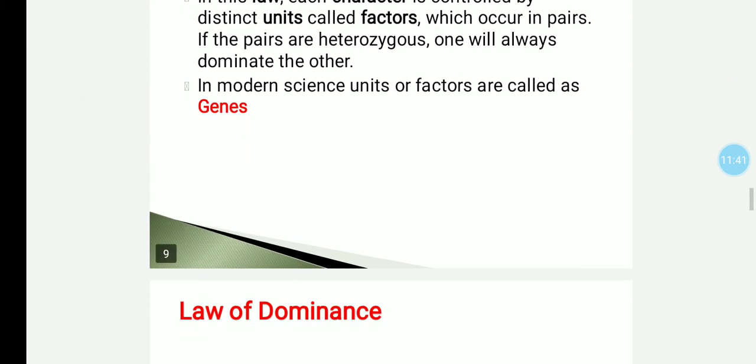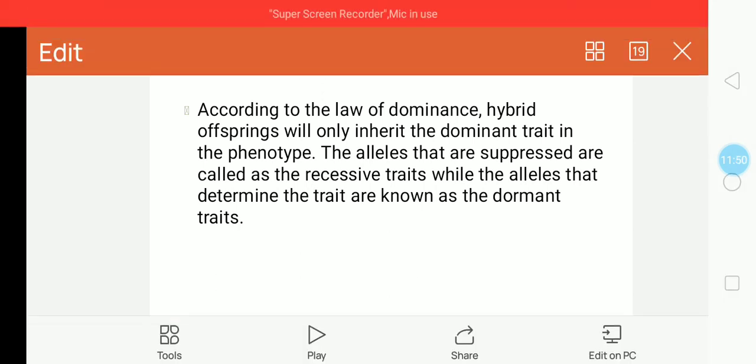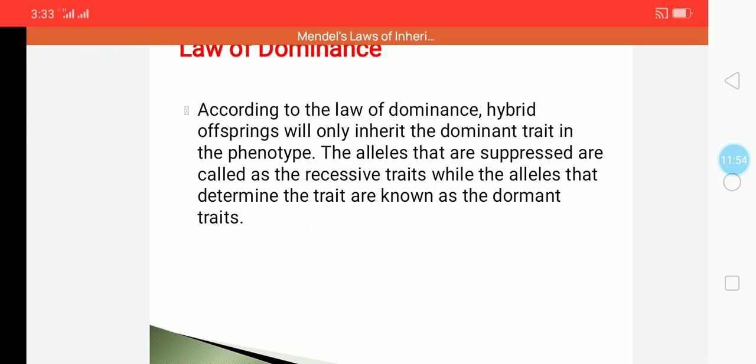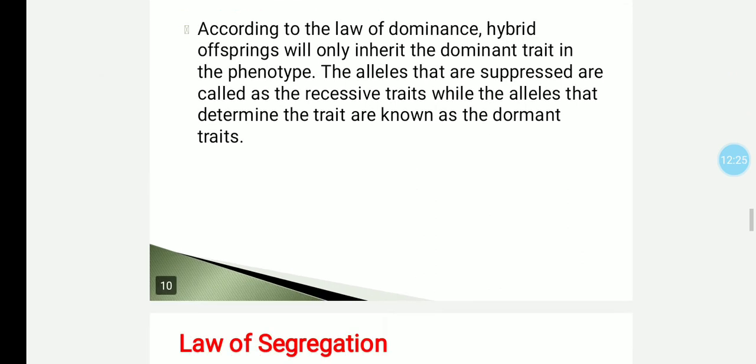The next result of this monohybrid cross is law of dominance. According to the law of dominance, the hybrid offsprings will only inherit the dominant trait in the phenotype, and the alleles that are suppressed are called recessive traits, while the alleles that determine the trait are known as dominant traits. This is the law of dominance, and it is true for all the 7 characters of pea plant.